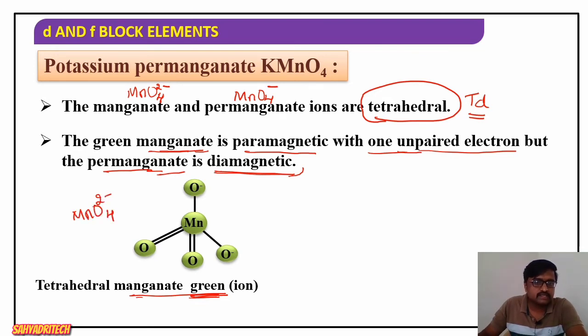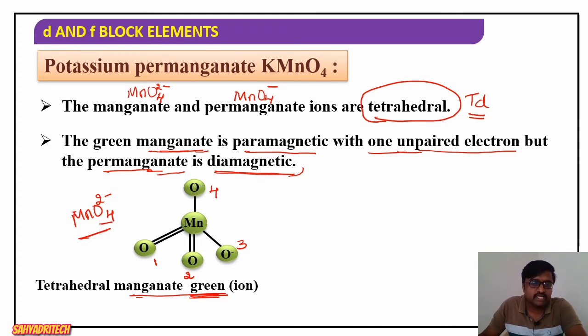MnO4 2 minus. Out of 4 oxygen atoms, 2 oxygen atoms are bonded with a double bond, while another 2 oxygen atoms are bonded with a single bond, and those are going to carry negative charge. Out of 4 oxygen atoms, 2 oxygen atoms are bonded to the central metal atom with a double bond, while another 2 oxygen atoms are bonded with a single bond, and those oxygen atoms are going to carry what?